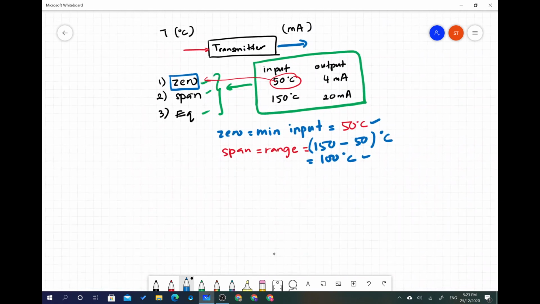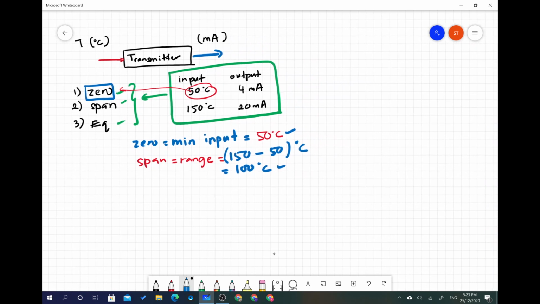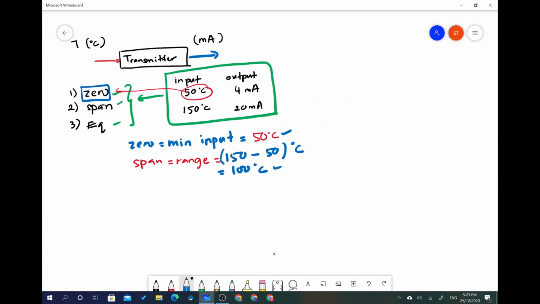Okay, I want to move on. So for the third one, it is the equation.